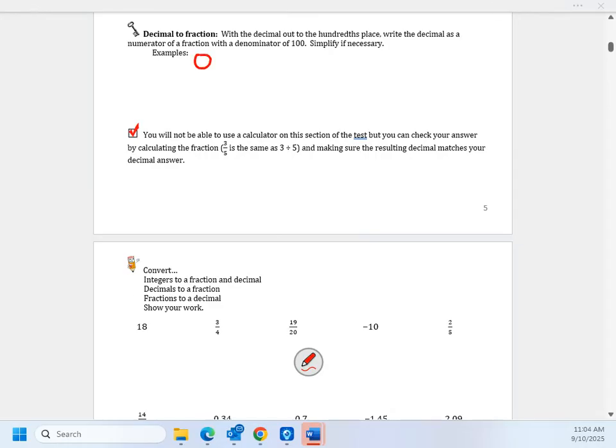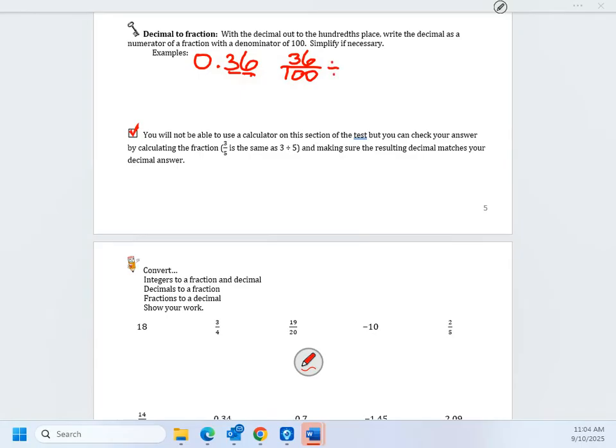So let's say our decimal is 0.36. What would my fraction look like? Finley? 3600. Yeah, because we go to the hundredths place here, it would be 36 hundredths. Now what's our final step working with fractions? Henry? Simplify. Simplify, simplify, simplify.